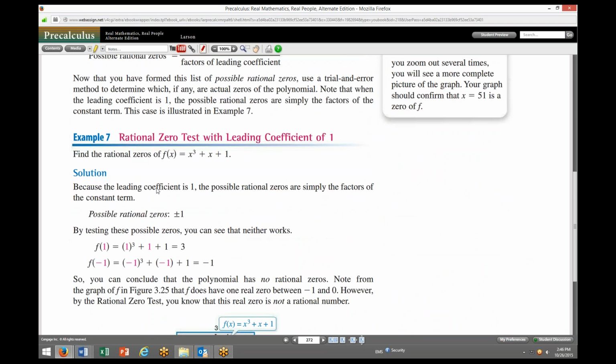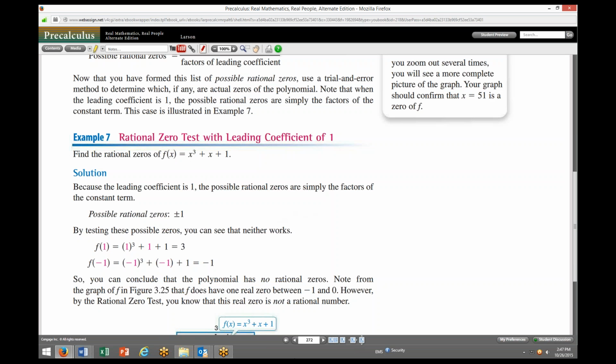Example 7, find the rational zeros of f of x equals x to the third plus x plus 1. Well, the constant here is 1, and the only possible factors of 1 are positive 1 and negative 1. So as we say, just plus and minus 1. The only factors of this invisible leading coefficient in front of x to the third, which is 1, are plus 1 and minus 1, the same as the factors of the constant, because it's the same number. And so our possible rational zeros are plus or minus 1 over plus or minus 1.